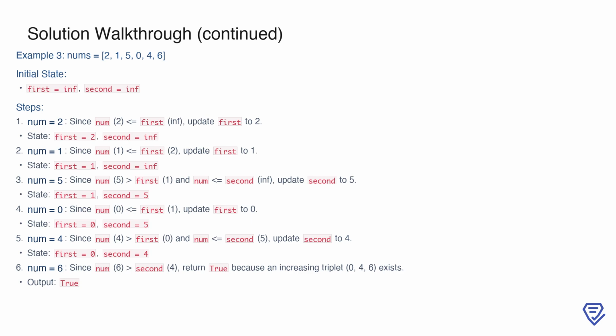For number equals 4, it is greater than first but less than or equal to second, so we update second to 4. Now, the state becomes first equals 0, second equals 4. Finally, for number equals 6, it is greater than second, which means we have found an increasing triplet, 0, 4, 6, thus, we return true as the output.